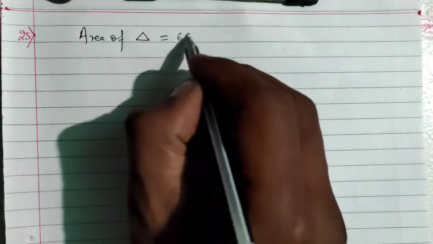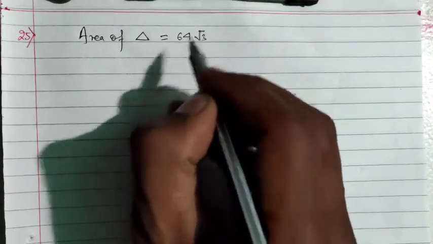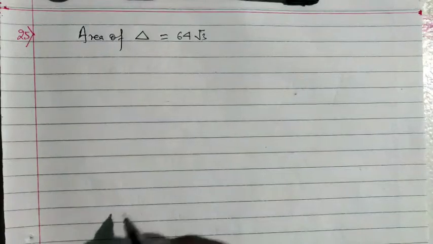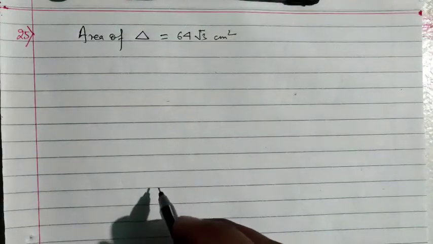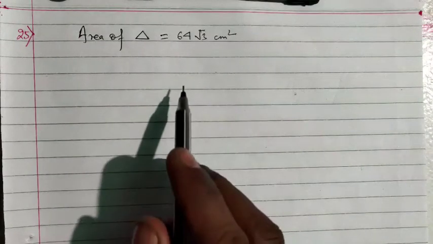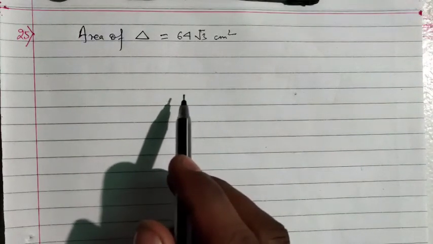Question number 25. It is saying the area of an equilateral triangle. So we will write area of triangle. This is the representation of the area of a triangle by the symbol delta. Area of triangle is given 64 into root 3. We can write simply 64 root 3 centimeter square. And the question is saying find the length of each side of the triangle. As the question says that this is an equilateral triangle, it means all the sides will be equal.